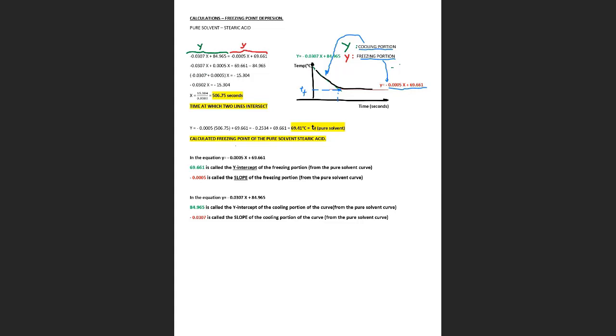So you equate one equation to the other. You move everything that has an x to one side of the equal sign, all the numbers to the other, and then you solve the equation and you get x. In my case it is 506.75 seconds. But we are not that interested in this time. We are interested in the temperature of the intersection.